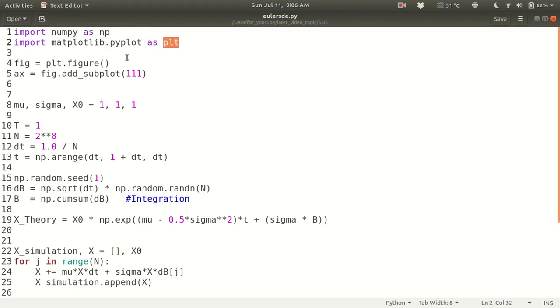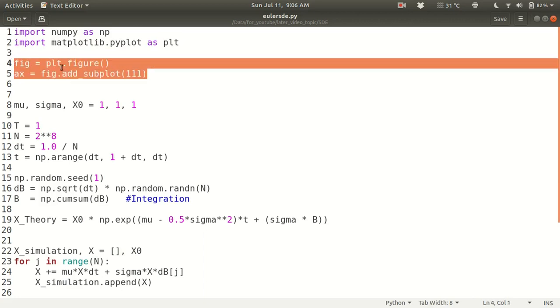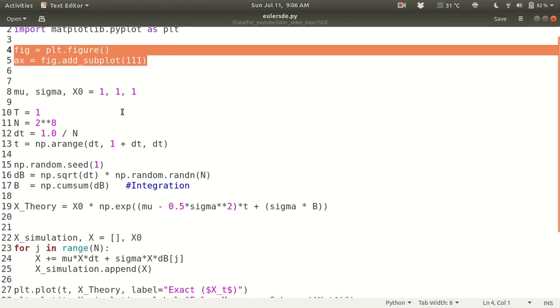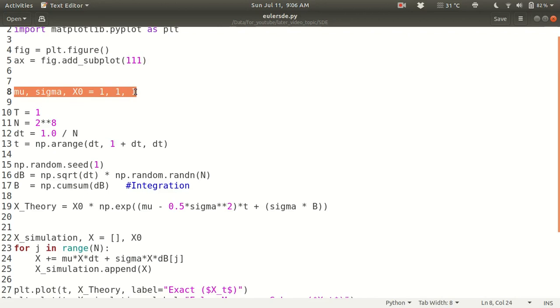Next I defined the figure for the plotting: fig is equal to plt.figure, and ax is equal to fig.add_subplot(111). Next I defined the values of mu, sigma and x0 to solve the differential equation. I chose mu to be 1, sigma to be 1 and x0 also equal to 1. You have to provide these values, otherwise you will not get the solution of the differential equation. Next, the total time for the solution I took as 1, the number of points n I chose to be 2 to the power 8, and I defined dt as 1 divided by that value n.